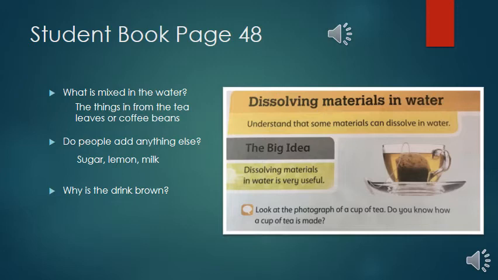Why is the drink brown after you make it? It's from the things or substances spreading out in the water, and then it turns it brown.